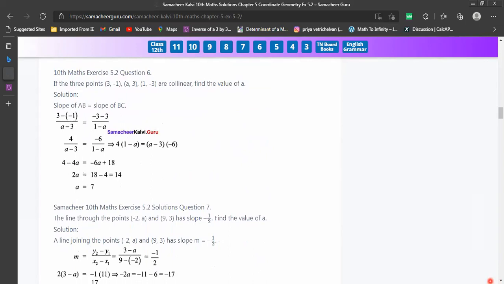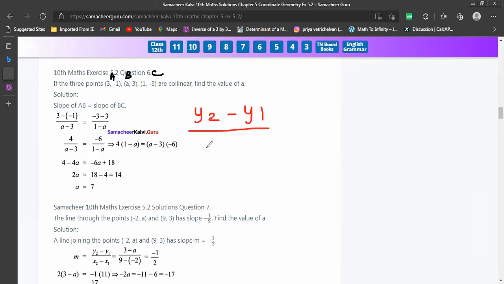So again, same kind of question, but over here a point is missing. They mentioned the unknown point is A. The given points are 3, minus 1, then A, 3, then 1, minus 3. They are saying that these 3 points are collinear and we have to find the value of A. How can you find that? You just have to equate slope of AB with slope of BC. So this is A, B, and C.